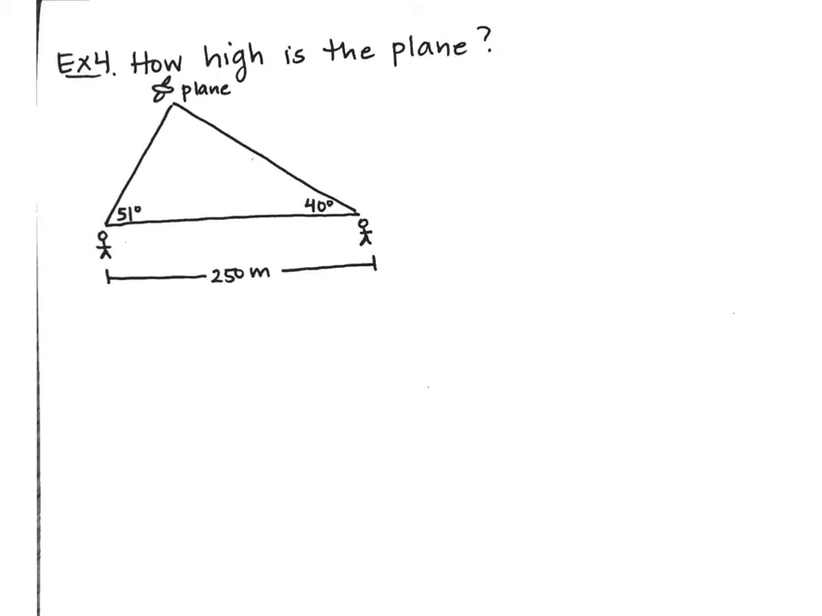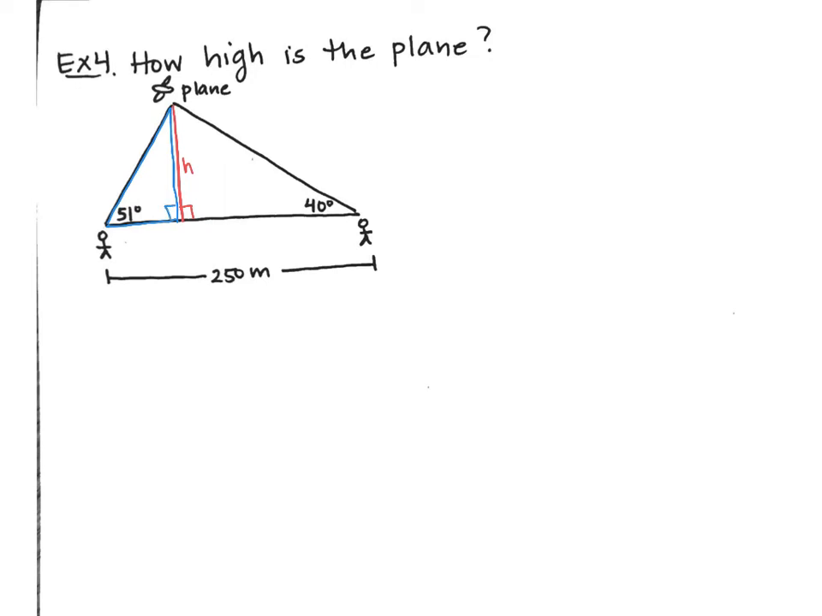Okay, let me think about this. First I'm going to draw in the height of the plane because that's what I'm trying to find. So let's draw straight down here, H. I'm trying to find H. I'm looking at this, and I see two right triangles right now, so I'm going to see if I can do anything with either of these right triangles. Let's look at this little right triangle here.